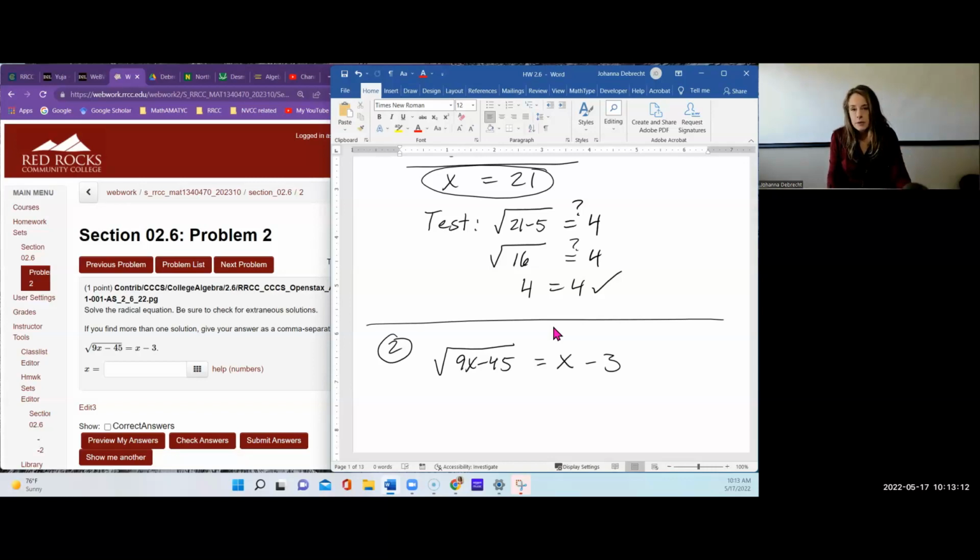We only have one radical term, which means we're going to isolate the radical term, and then we're going to square sides, not terms, sides. So first we isolate the radical. In this case, it's already isolated because we have the radical term by itself on the left. Now we're going to square the sides.